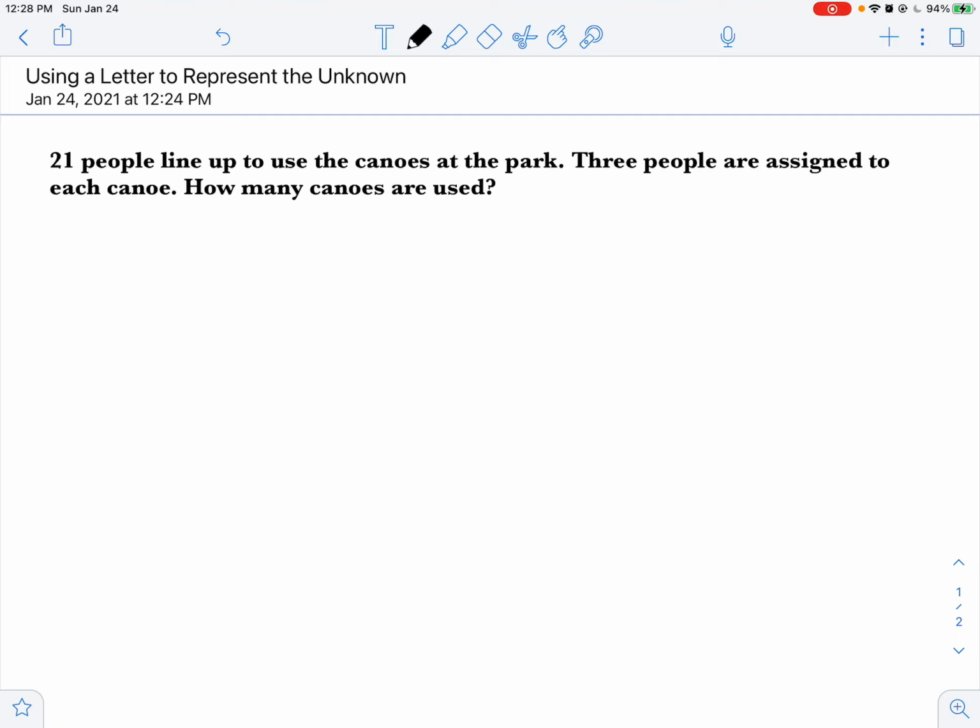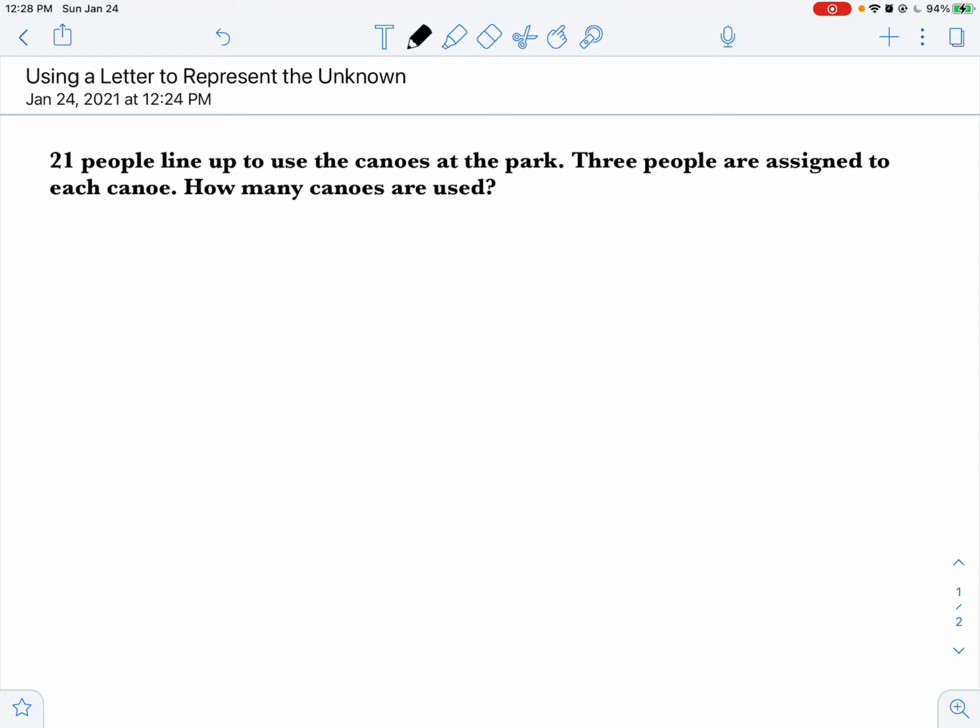We have some word problems today in our examples. Your assignment will not have word problems, but this is just to get you the idea of how it works in context. So our word problem that we're going to start with is 21 people line up to use the canoes at the park. 3 people are assigned to each canoe. How many canoes are used?